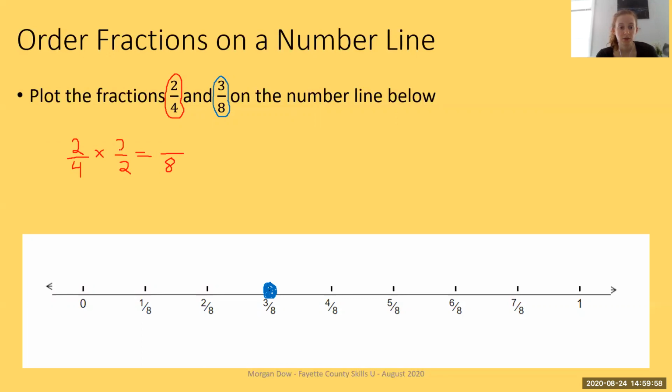So then I'll do the same thing to the top. We get 2 times 2 is 4. So 2/4 means the same thing as 4/8. So I'm going to go onto my number line and place a point at 4/8.